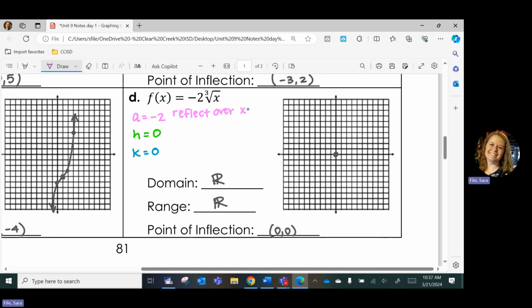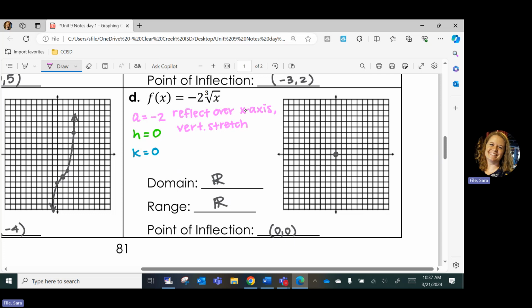And what does the 2 do? It's a vertical stretch. Remember, when that A is bigger than 1, the absolute value of A, I'm not worried about the negative, the number value of it is bigger than 1, it's going to be a stretch. So this is going to be vertically stretched and reflected. Vertical stretch and a vertical reflection.